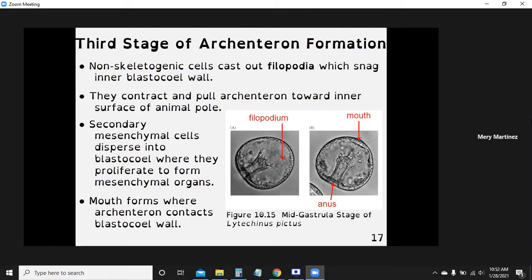So. Okay. Annika, you like fishing? Yeah, good. So they start casting the Phyllopodia.